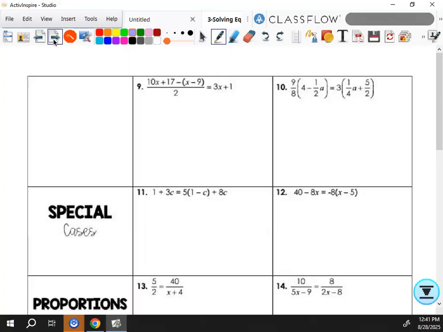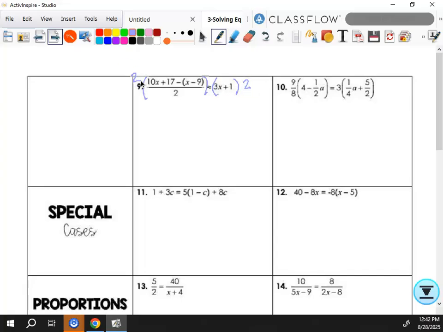Oh, yuck, right? Again, I'm not even going to ask you which ones you want to skip on the back because it's probably all of them. 9 looks bad, but is probably really not all that bad, right? Can we easily get rid of the fraction? Yes, okay. So let's multiply both sides by 2.